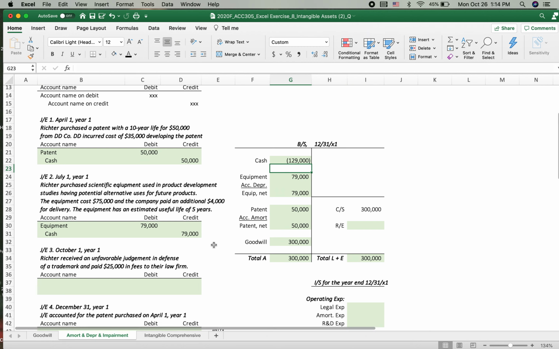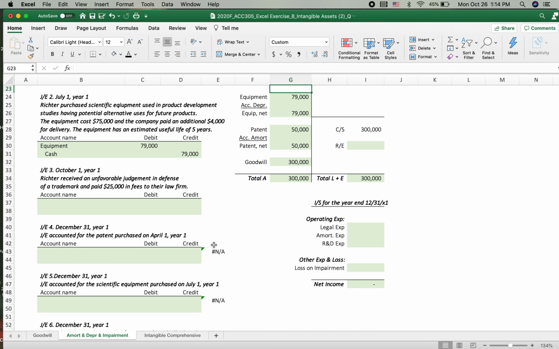So that's it. And October 1st, Richter received an unfavorable judgment in defense of a trademark and paid $25,000 in fees to their law firm. Okay, this intangible asset protection legal fee is $25,000, but the problem is that it is an unfavorable situation, under this unfavorable judgment. That means that this cost is just an expense that cannot be capitalized. So we should record just legal expense.